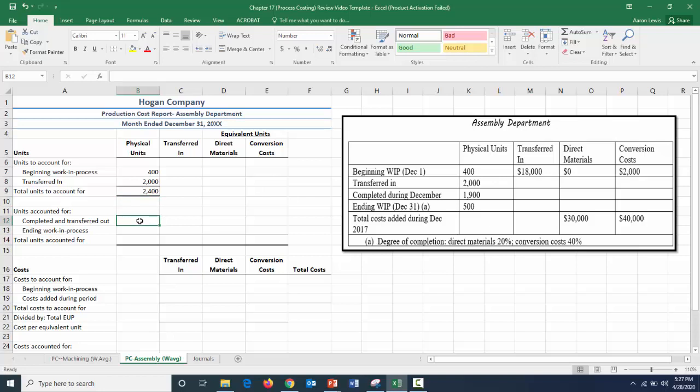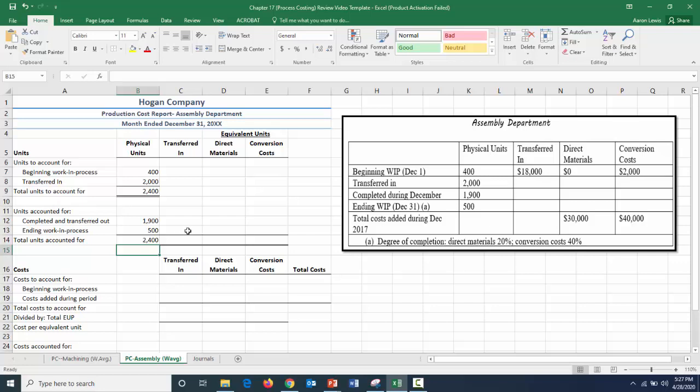The assembly department completed and transferred out, according to our information, 1,900 gonculators during the period, and at the end of the period they're still working on 500 of them in ending WIP, which means we can account for 2,400 gonculators, which is the amount that we had to account for, so we're good there. Now we need to determine our equivalent units.